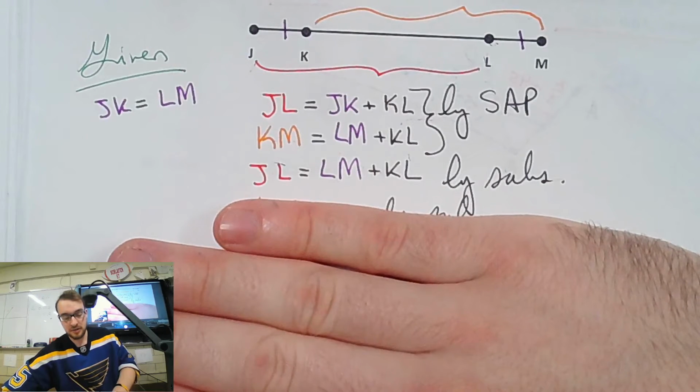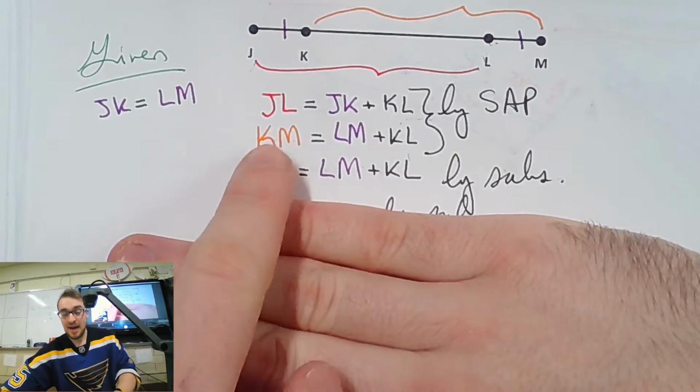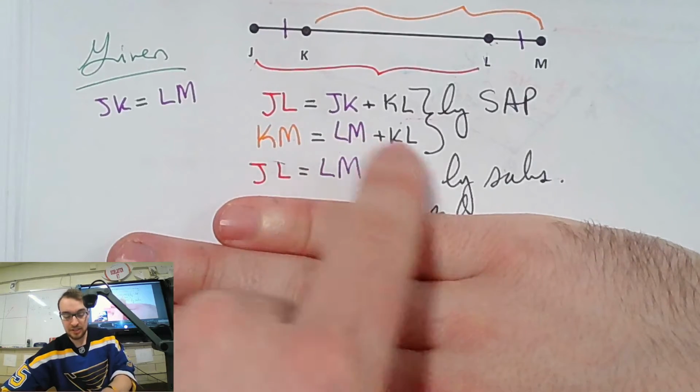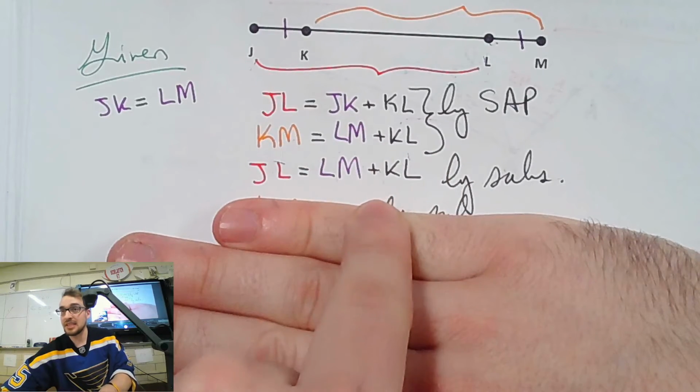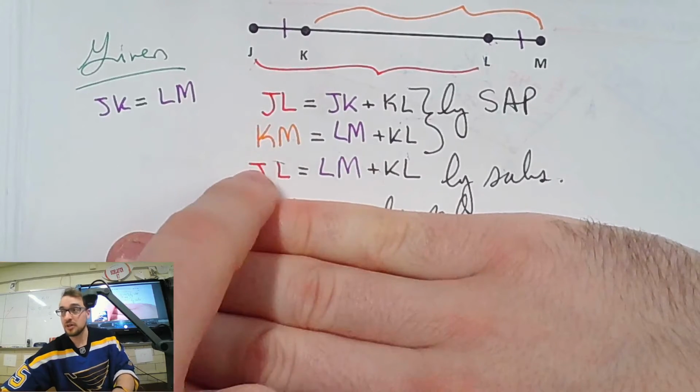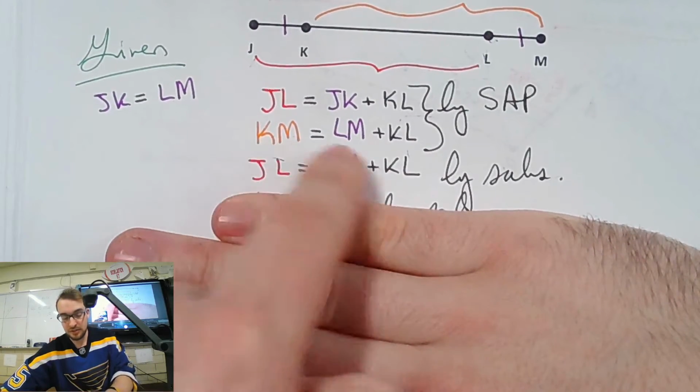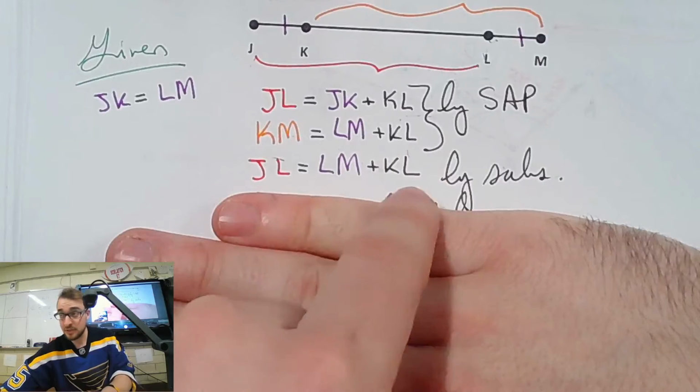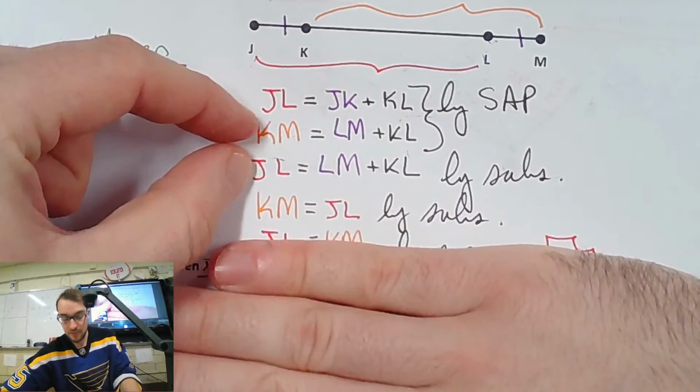Fantastic. Don't have time. So, now notice that KM and JL are the exact same thing, right? And if they're the exact same thing, then they should equal each other, right? See how this equals LM plus KL? And that equals LM plus KL? Then they must equal each other. So I write that by substitution.